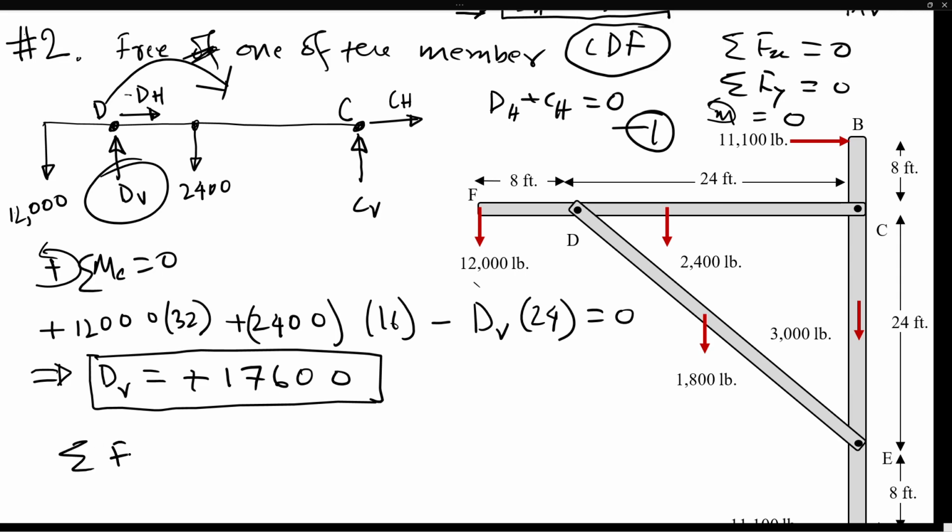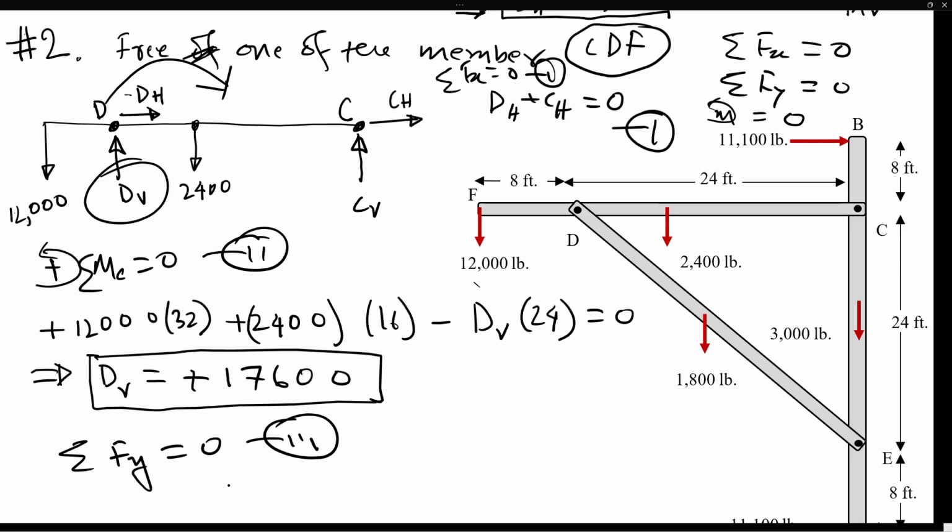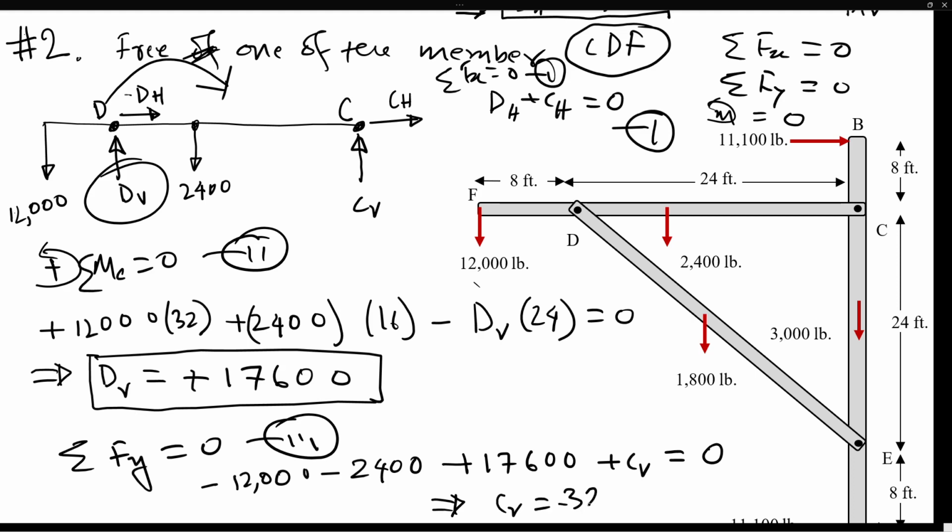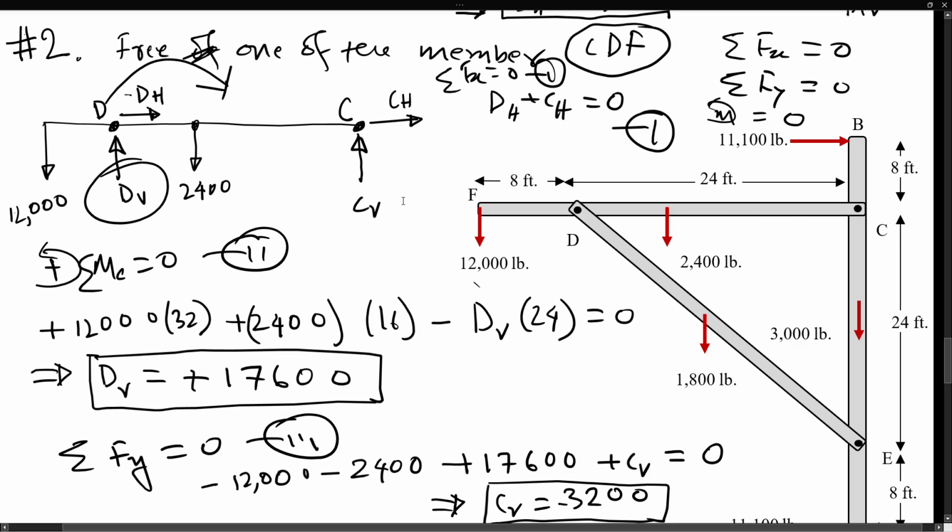Now if you apply our next equation, summation of Fy is equal to 0. So this was our summation of Fx is equal to 0, equation number 1. This is our equation number 2. This is our equation number 3. So then if we do Fy, summation of all forces, the 12,000 acting downwards is negative. The 2400, the boom weight acting downwards, is negative as well, plus this reaction at D is acting upwards, which is positive, plus the CV, everything summed to 0. So then CV, I calculated, is minus 3200 pound, but it is negative.